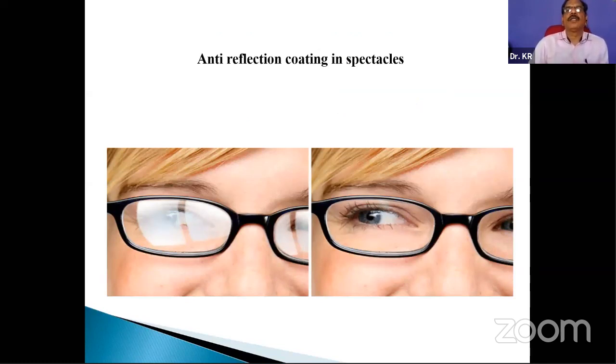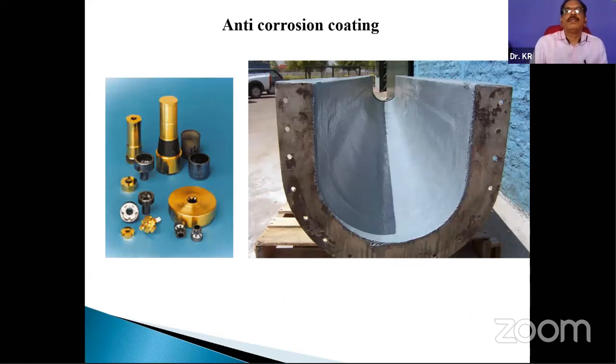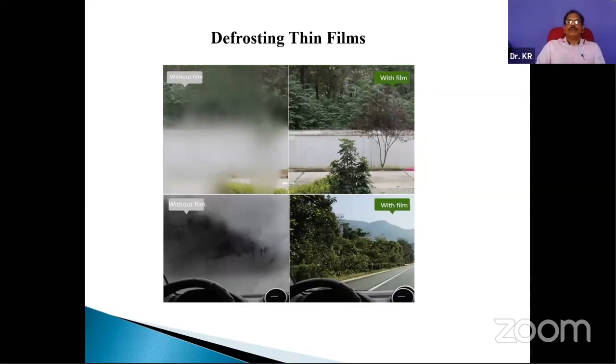This is the anti-reflection coating in spectacles. Thin film solar cells are generally called second generation solar cells. In thin film solar cells, an n-type layer, a p-type layer, and a window layer called a transparent conducting electrode are deposited using thin film technology. In industries, anti-corrosion and anti-wear coatings are used in various spares and equipments. Transparent conducting oxide films like zinc oxide, tin oxide, indium tin oxide are used as defrosting window layers.